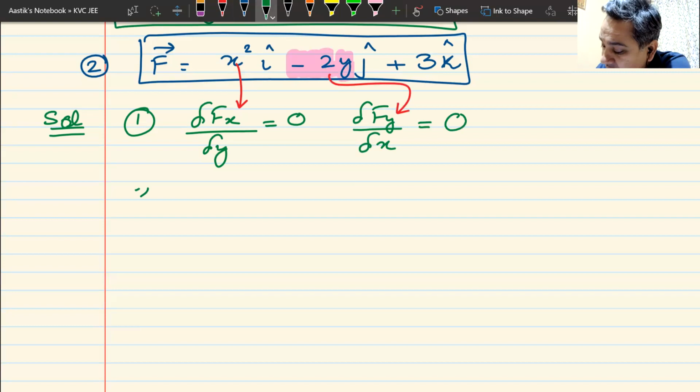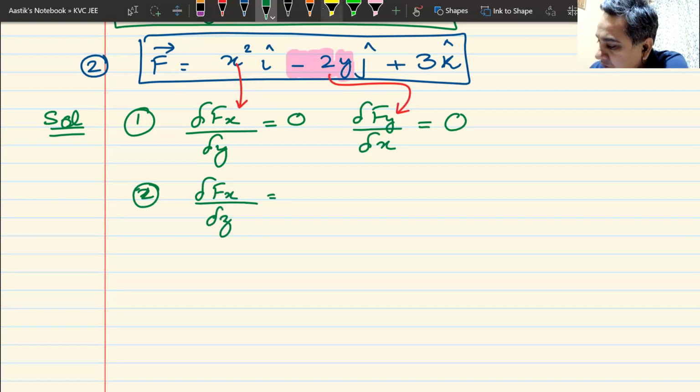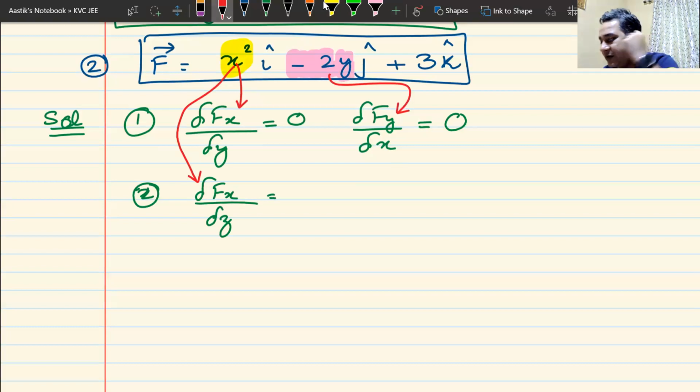Let us now move on to the second condition. Partial derivative of fx with respect to z. This is my x. I have to find the partial derivative of this with respect to z, what would be the answer? 2x, sir. Again, wrong answer. Answer is still 0. Okay, not a problem. We'll do mistakes. Mistakes are a part of life.